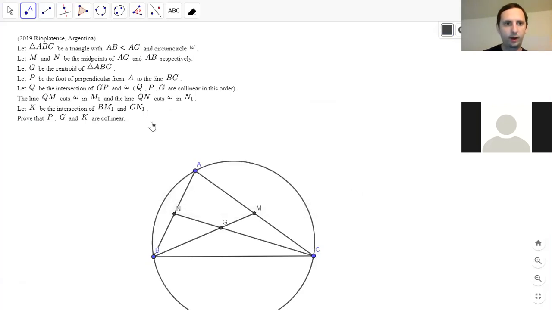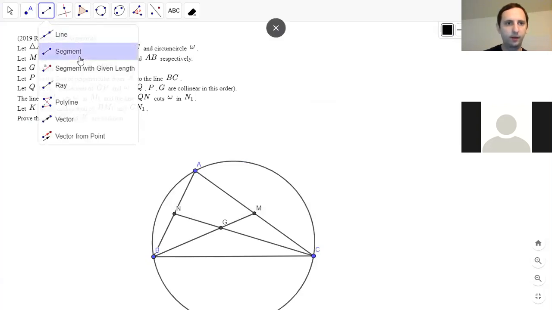All right. And P is the foot of the perpendicular from A to BC.